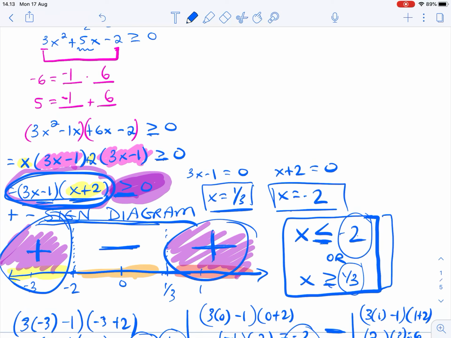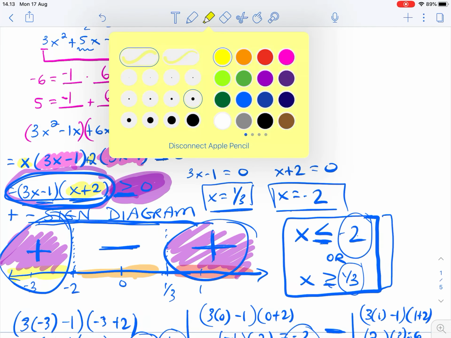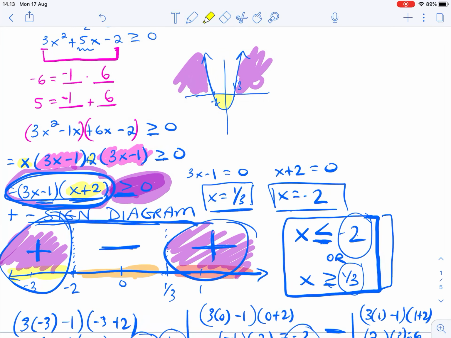You always have to do a sign diagram. And basically, if you were to draw a quick sketch of what's going on here, you have negative 2, you have 1/3, sorry, this is a bad picture. A quadratic is like a parabola. So this part is above the x-axis, this part is also above the x-axis, and this part right here is below the x-axis. That's it for quadratic inequalities.